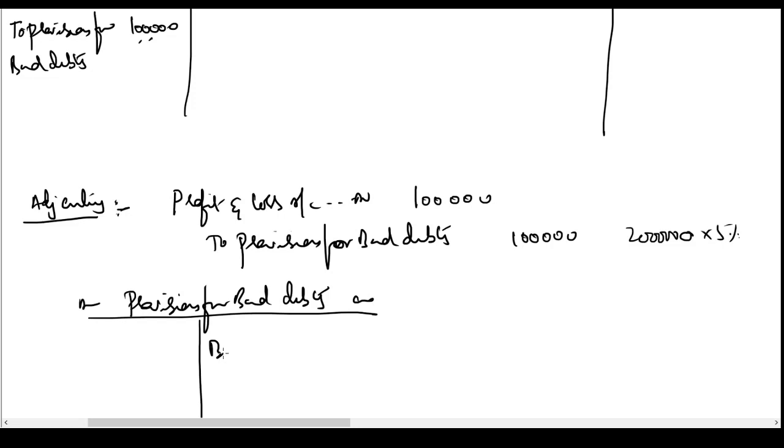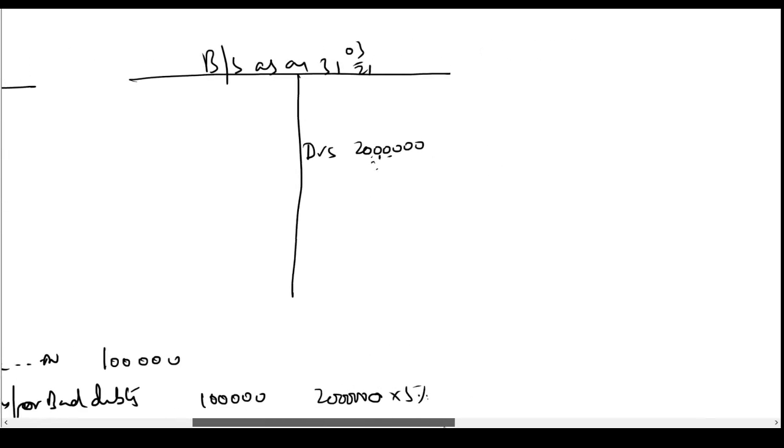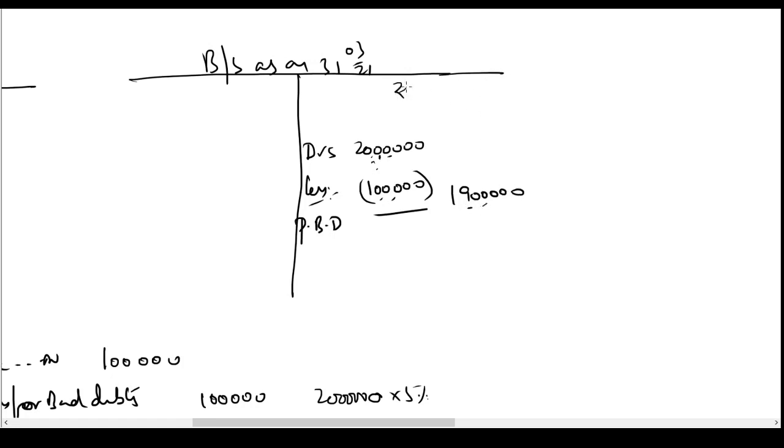This account will be credited. We will be transferring some profits to this by P&L account rupees 1 lakh. Now this account is showing a credit balance. Either it has to be shown on the balance sheet liability side, or we show it as a subtraction from debtors. Less provision for bad debts. I'll just write a shortcut PBD rupees 1 lakh, and the balance amount will be shown in the outer column, 19 lakhs. So this is how I show it in the balance sheet asset side. So provision for bad debts will be shown on the asset side as subtraction from debtors.